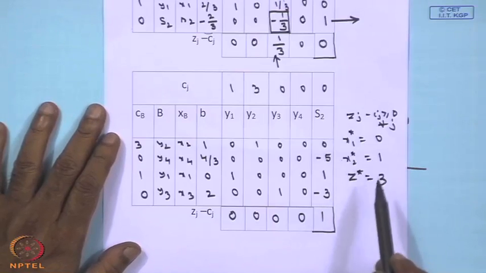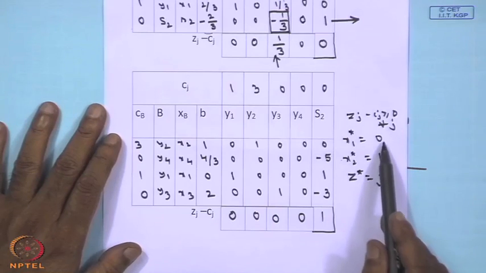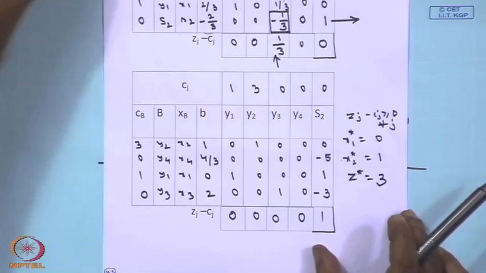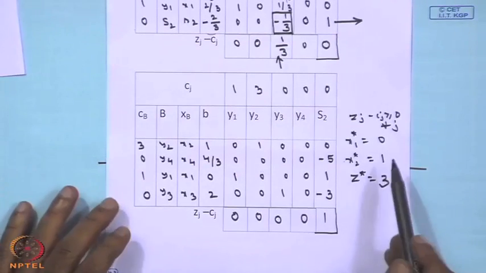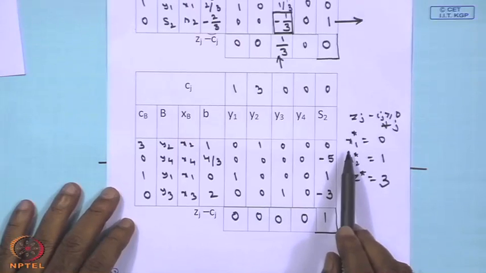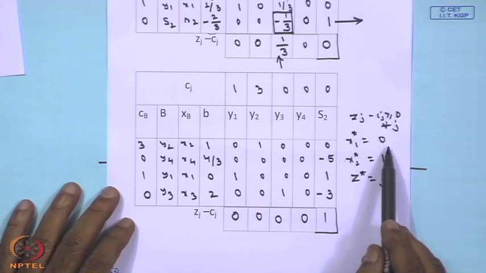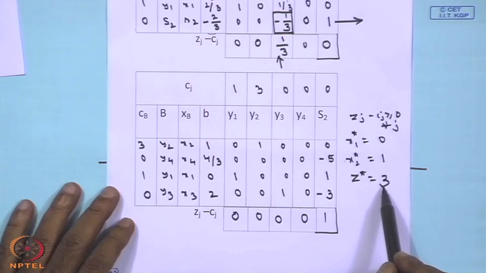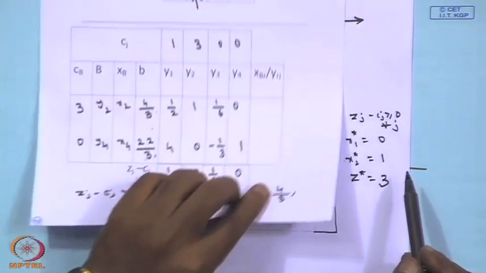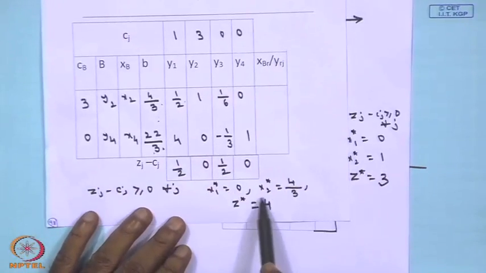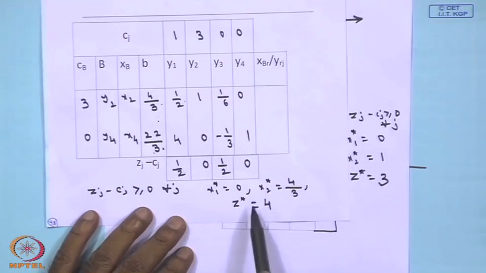So, once I wanted the integer values of the decision variables, my solution is x1* = 0, x2* = 1, so that z* = 3. Whereas, if the decision variables can take any value, your profit is more, that is z* = 4.